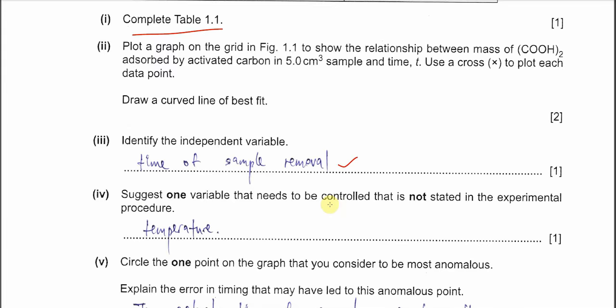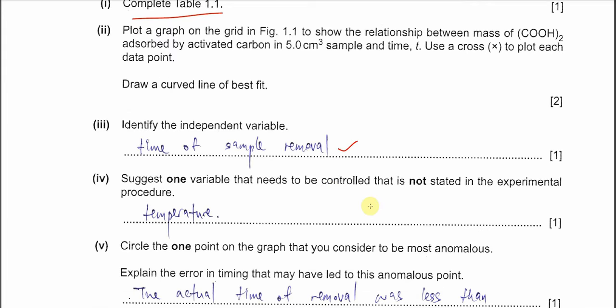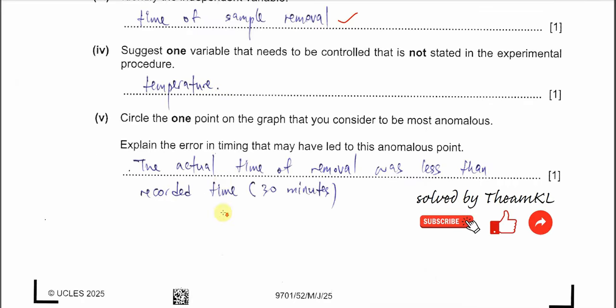Suggest one variable that needs to be controlled that is not stated in the experiment procedure. It must be the temperature. Temperature must be constant. Then the adsorption can be done in the same condition, right?